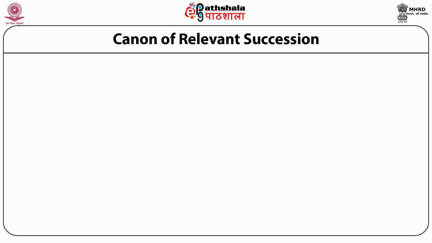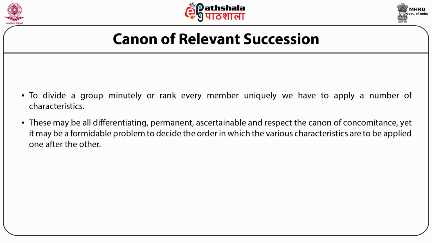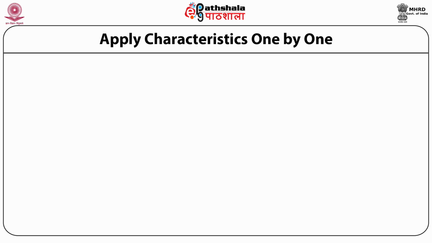Canon of relevant succession. To divide a group minutely or rank every member uniquely, we have to apply a number of characteristics as told you earlier. These may be all differentiating, all permanent, ascertainable, and respect the canon of concomitance. Yet it may be a formidable problem to decide the order in which the various characteristics are to be applied one after the other.